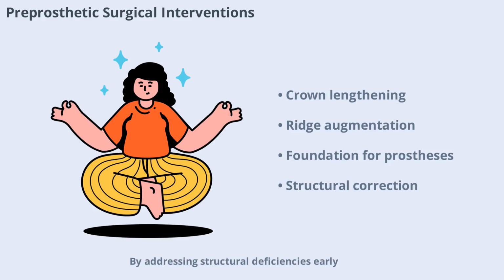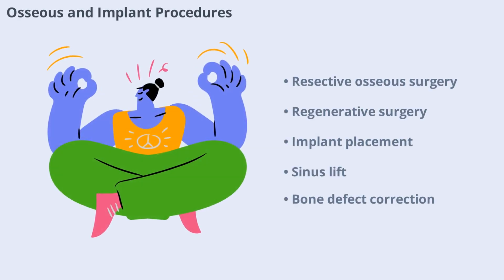By addressing structural deficiencies early, clinicians can prevent complications and enhance the longevity of dental restorations. Osseous and implant procedures are advanced surgical interventions in periodontal therapy. Resective and regenerative osseous surgeries address bone defects and promote tissue regeneration.